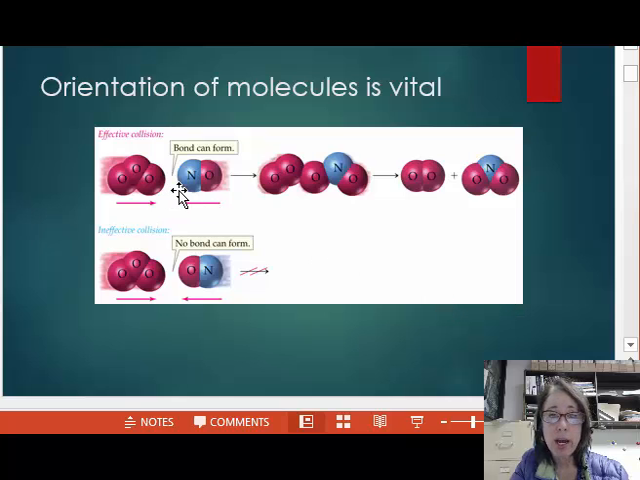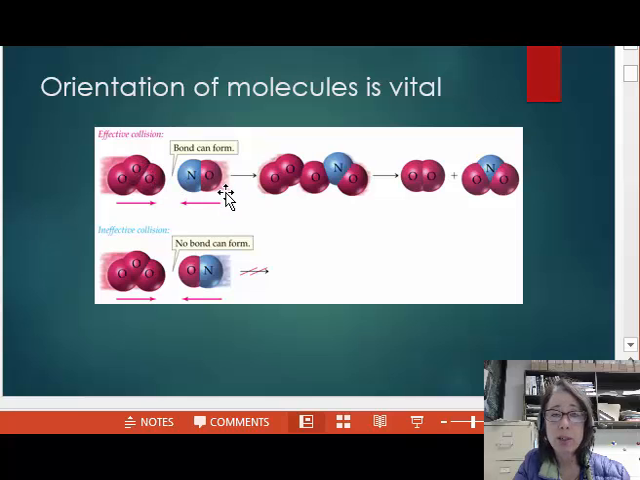Since the nitrogen atom bonds with an oxygen atom, the orientation of the collision requires that the nitrogen side of the molecule collides with the ozone, so that a nitrogen-oxygen bond can form. If the nitrogen monoxide collides with an ozone molecule and the oxygen of the nitrogen monoxide collides, then a bond won't form and a product won't result.